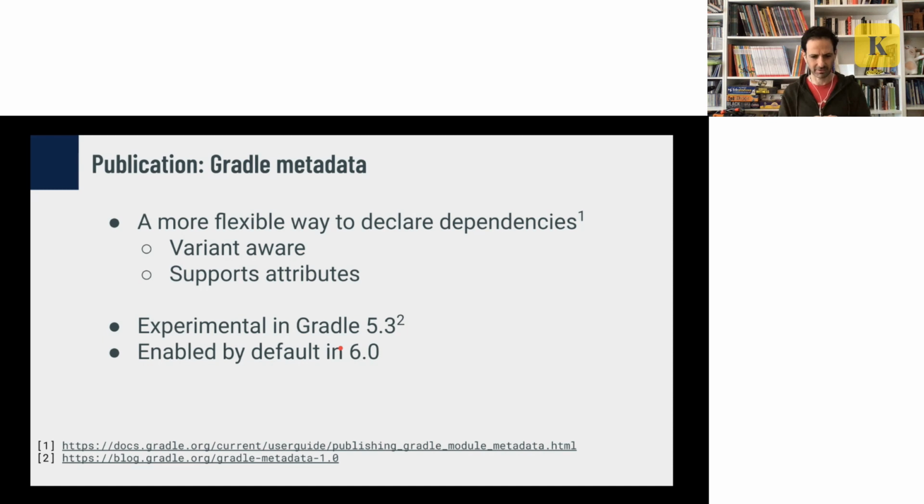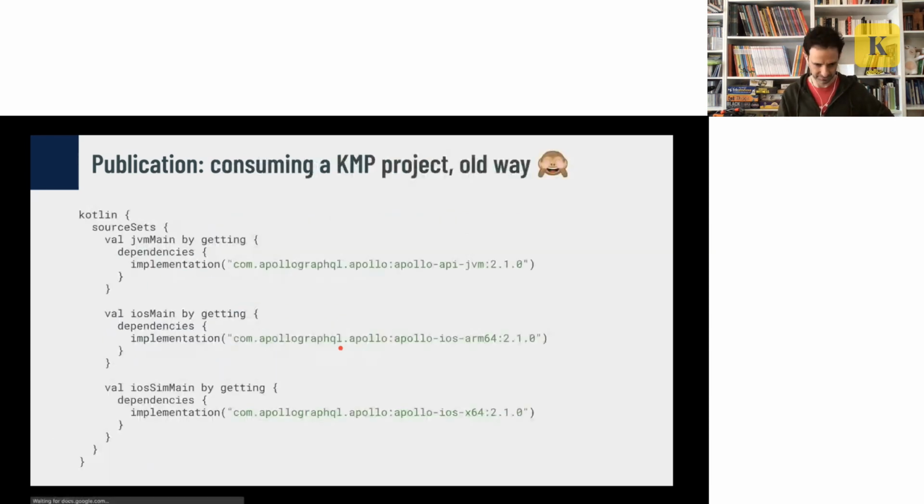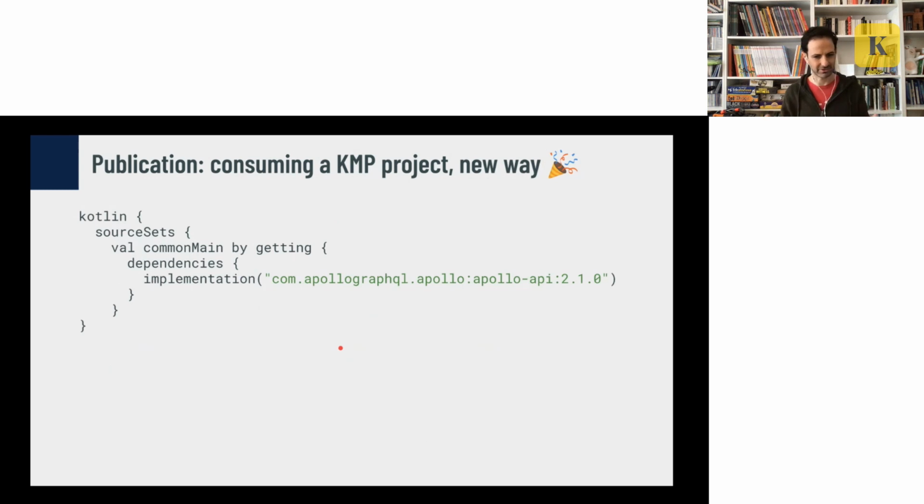So this was experimental in Gradle 5.3, and this was enabled by default in Gradle 6, which is mandatory if you want to use Apollo 2. This allows you to do stuff like this. Before, you were required to declare one dependency for each and every platform, but now you can declare just one dependency. So just one line, and Gradle will look up the individual platform.